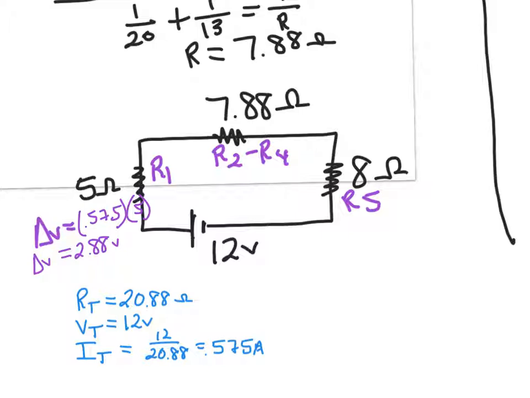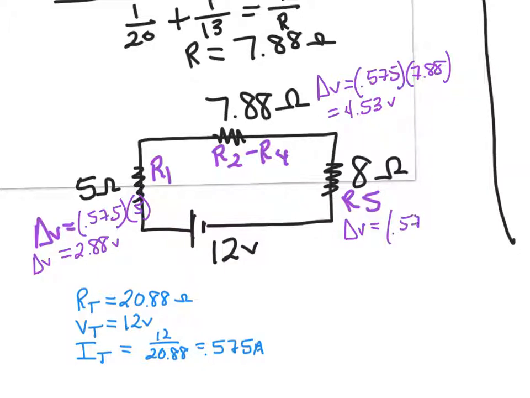In the case of resistors 2 through 4, voltage drop would be equal to current, which will be the same for all 3 resistors in this particular series circuit, times that resistance. Voltage drop across resistors 2 through 4 is equal to 4.53 volts. Voltage drop across resistor 5 is equal to current times resistance of that resistor. Voltage drop across resistor 5 is equal to 4.6 volts.